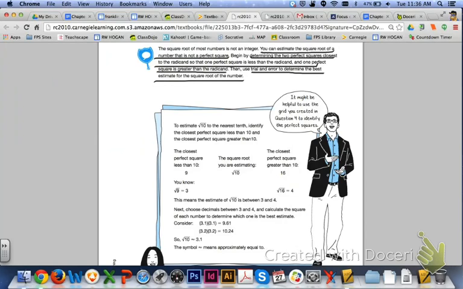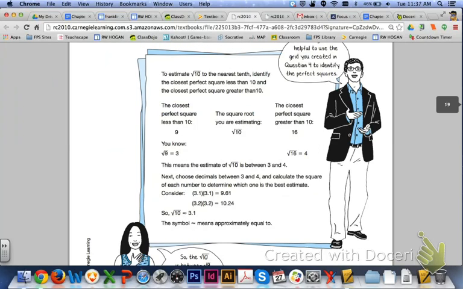Let's take a look at the example. The first thing I want you to notice is that they point out that it might be helpful to use the grid that we created back in question 4 to help you identify the perfect squares. Now what we want to do is try to estimate the square root of 10 to the nearest tenth.